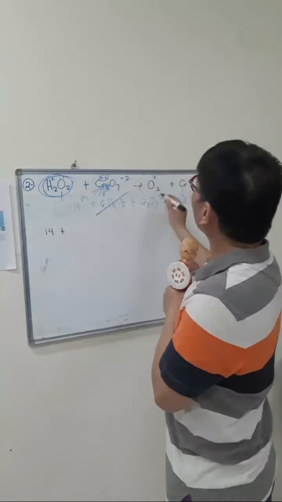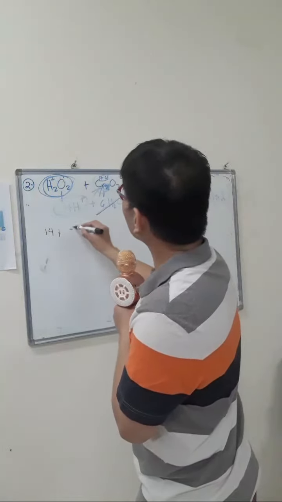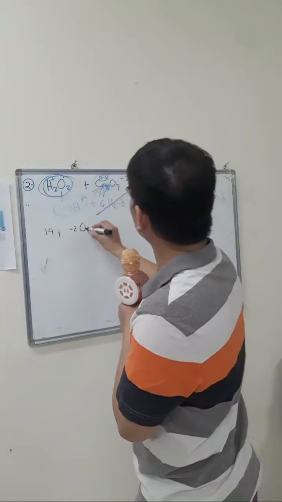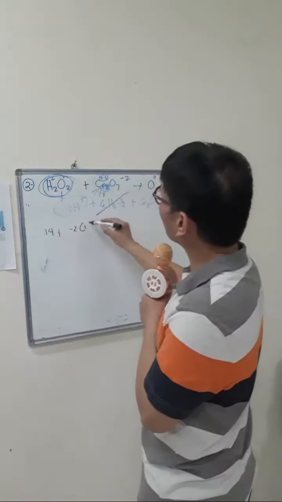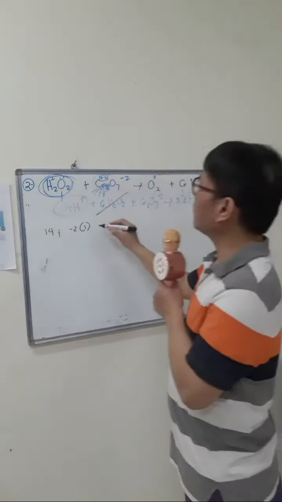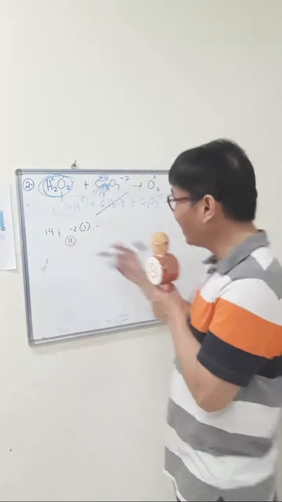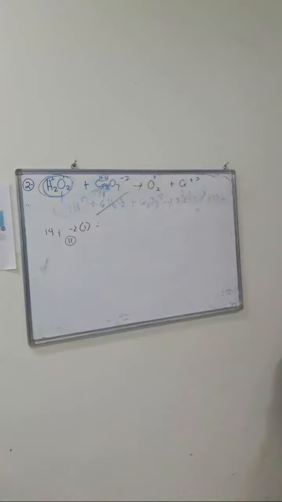And then negative 2 times 1, the number of moles of dichromate. Get the point? It is equal to 14 minus 2, which equals 12.